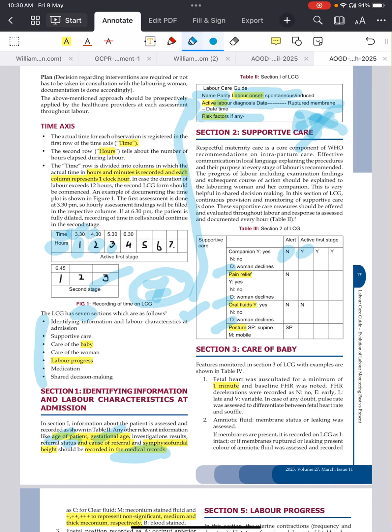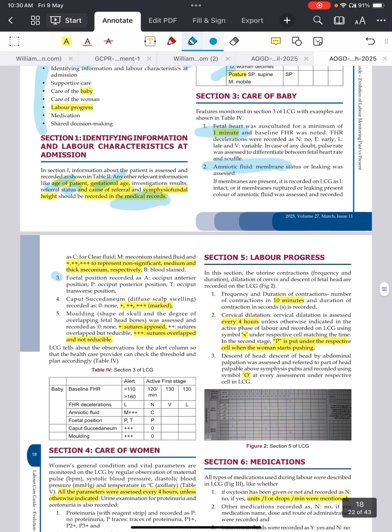Care of the baby should be taken. Fetal heart should be auscultated for a minimum of 1 minute. How much? 1 minute. Even amniotic fluid and membrane status also come under baby. You have fetal position, caput, and molding.